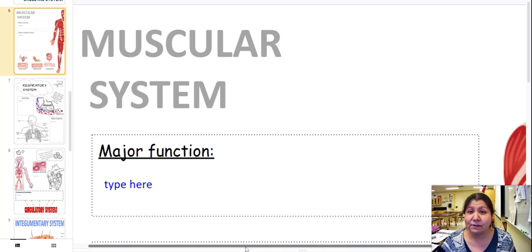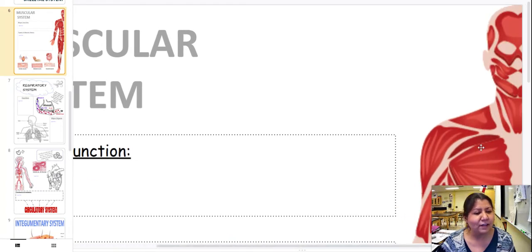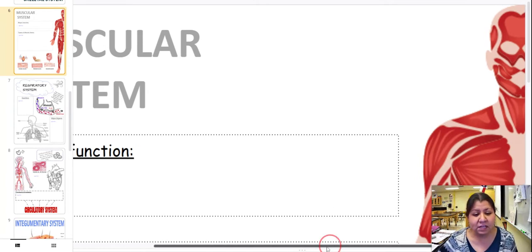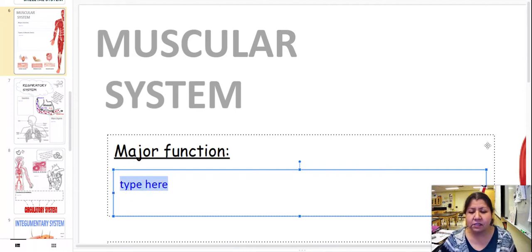So our muscular system is very straightforward. We have muscles all throughout our body. So you have half of a little guy over here on the right, and you can see that the muscles cover everything from our head all the way down to our toes. And so when we're thinking about our muscles, our major function for our muscles is to work with our skeleton so that way we can move.